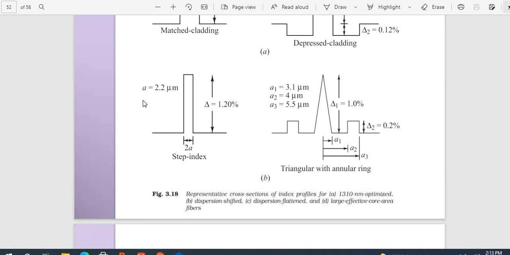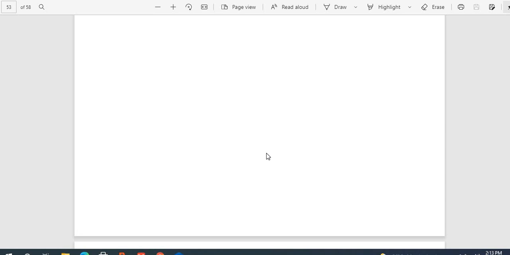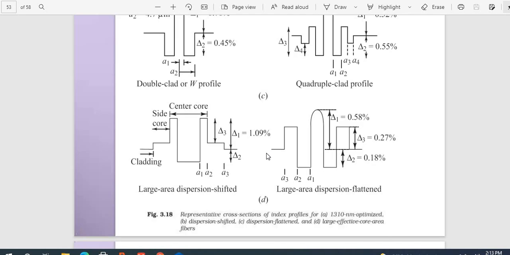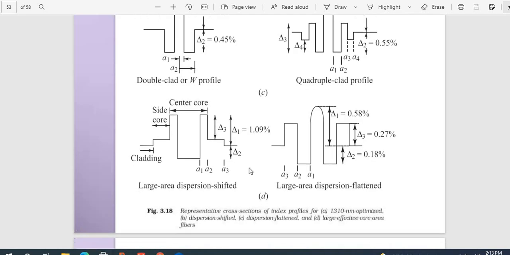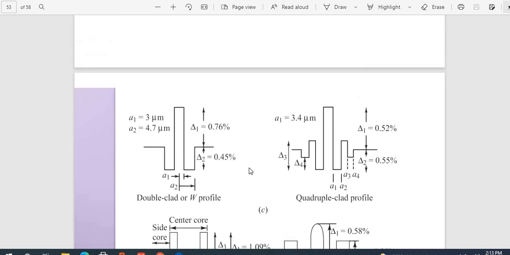For the first one, it is 1330 nanometer optimized matched cladding. For the second one, we have the depressed shift for the B graph. This is the B graph. And for the C1, we can get this one. This is the C1, right? And the D1 also we have represented. These are the graphs. Whenever we see the cladding and core, we can represent the graphs in this way.